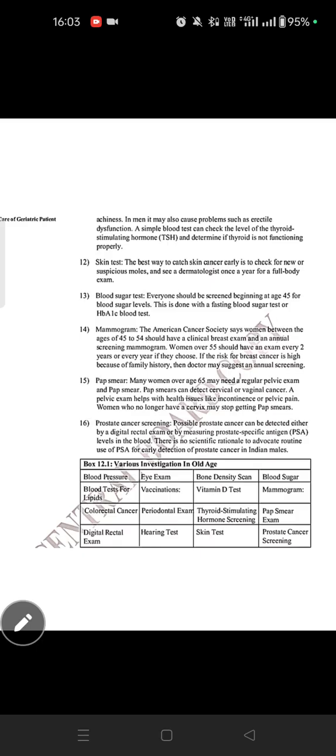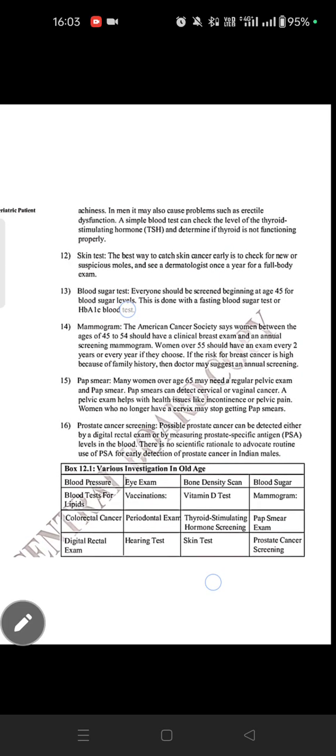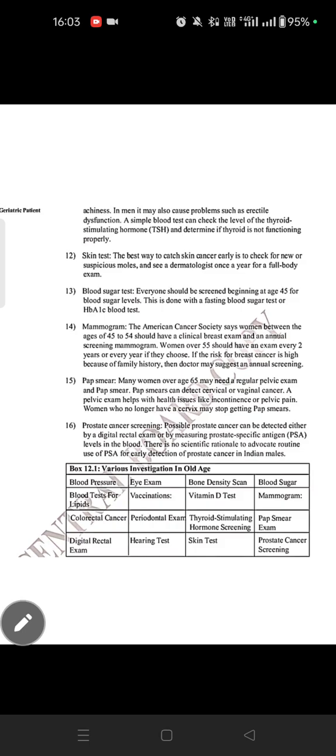Then pap smear, with a regular pelvic exam up to age 65. It's very important, as it can detect vaginal cancer or cervical cancer. Then prostate cancer screening. Prostate cancer can be detected by digital rectal exam and the prostate-specific antigen level in the body. We may have to detect prostate cancer in Indian males.